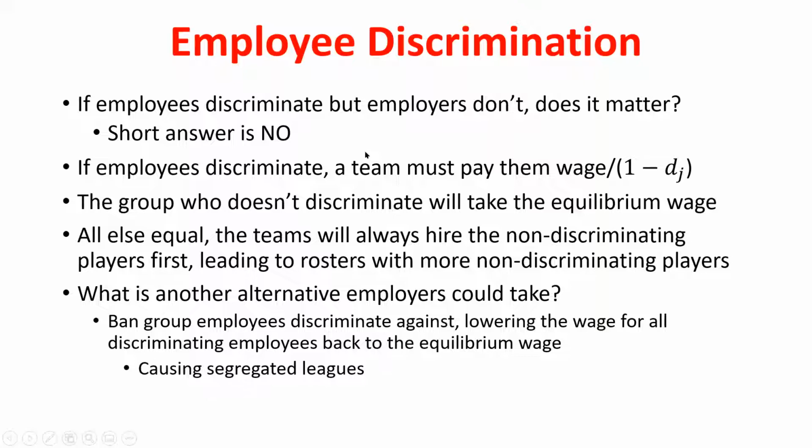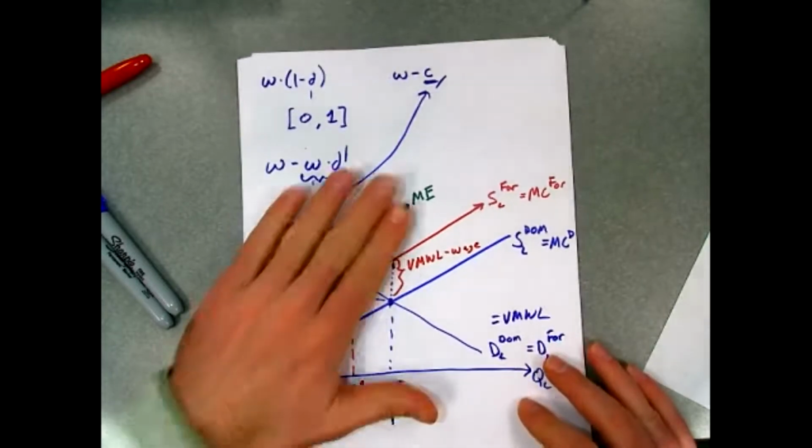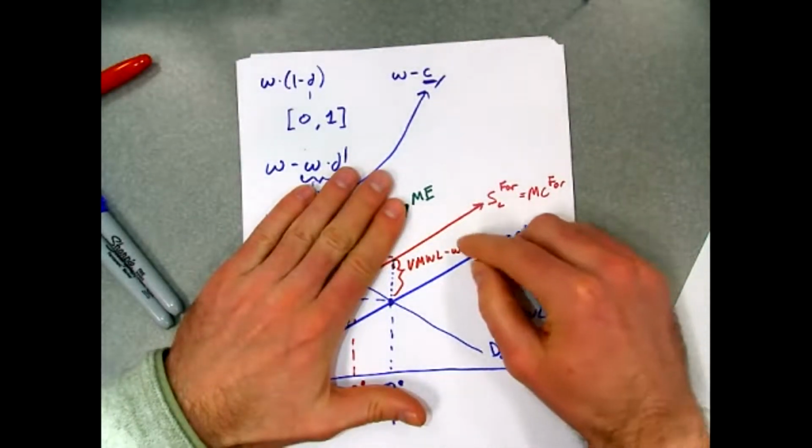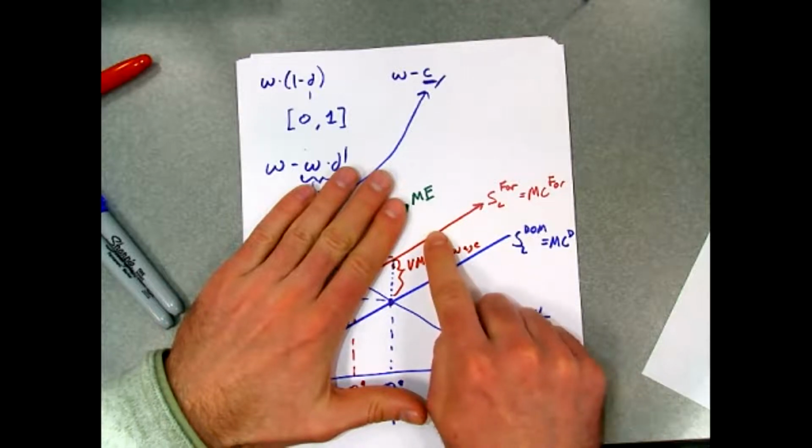Mm-hmm. So you said the group was really discriminating. Could you go back to the first graph you showed? Yeah. So the domestic. Yep. It would be right. So ignore the green line. The only thing we had different here was that discriminating employees had this shift in their supply curve, right?